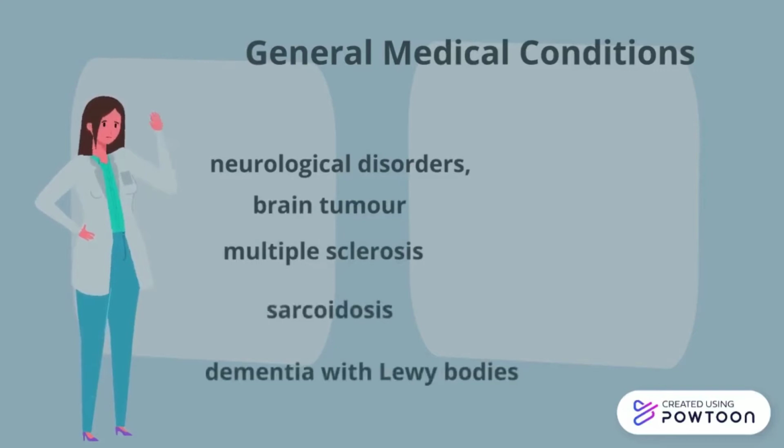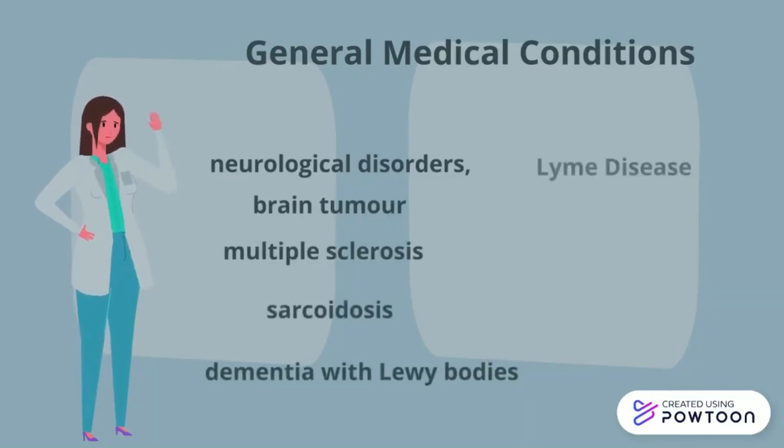Next is multiple sclerosis. It's primarily an inflammatory disorder of the brain and spinal cord in which focal lymphocytic infiltration leads to damage of myelin and axons. Next is sarcoidosis. It's a rare condition that causes small patches of red and swollen tissues, called granulomas, to develop in the organs of the body. It usually affects the lungs and skin. The symptoms of sarcoidosis depend on which organs are affected.